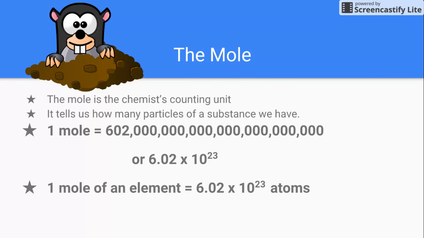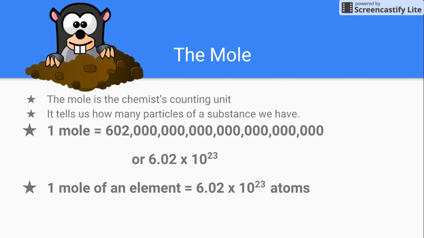In chemistry, we do have what we call the mole. It is the chemist's counting unit. The reason why we need this is because when we talk about atoms, we're talking about very, very small things. So we need a very, very large number to understand that. When I tell you I have 1 mole, I have 6.02 times 10 to the 23rd of those things. So if I have a mole of donuts, I have 6.02 times 10 to the 23rd donuts. That is an awful lot of donuts.